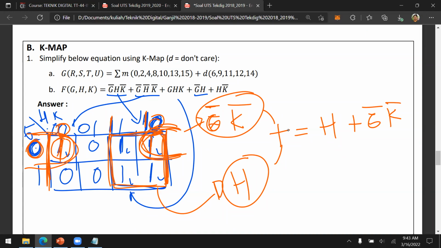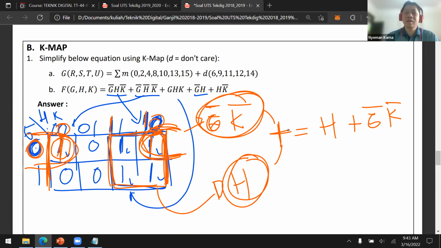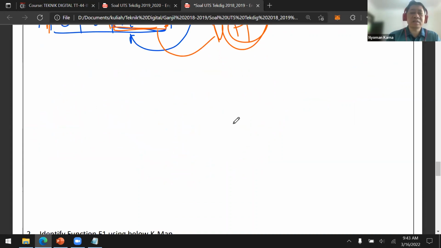That's it, Jaka. Because this one is SOP, we just need to add all of the group. So H add G naught K naught. Okay, let's say for example like this.